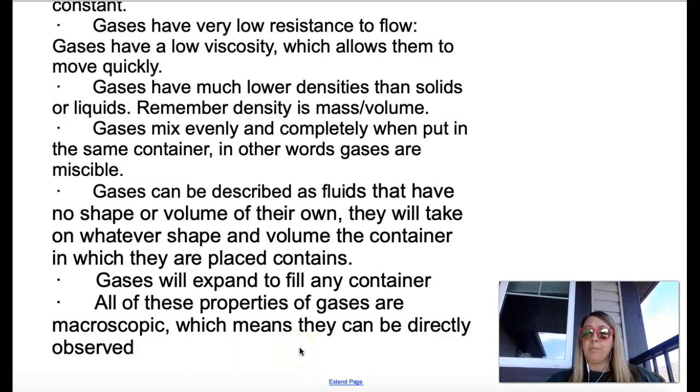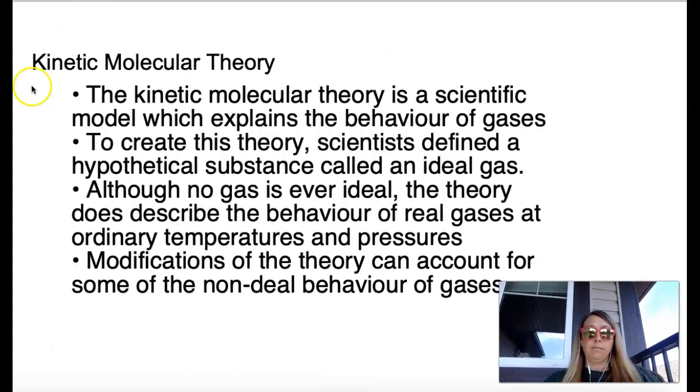We tend to divide properties into macroscopic and microscopic. Microscopic means we can't actually see it, generally without the use of a microscope or something, right? Whereas macroscopic means I don't need anything special to see it. I can just look at it and I will be able to see it.